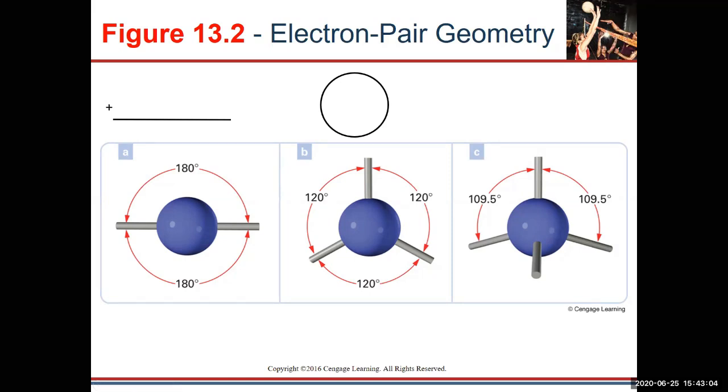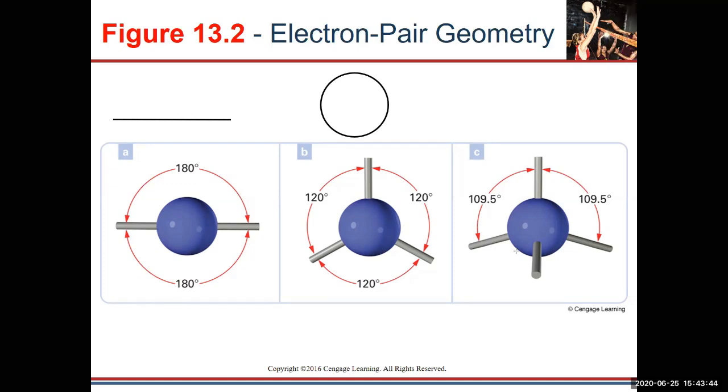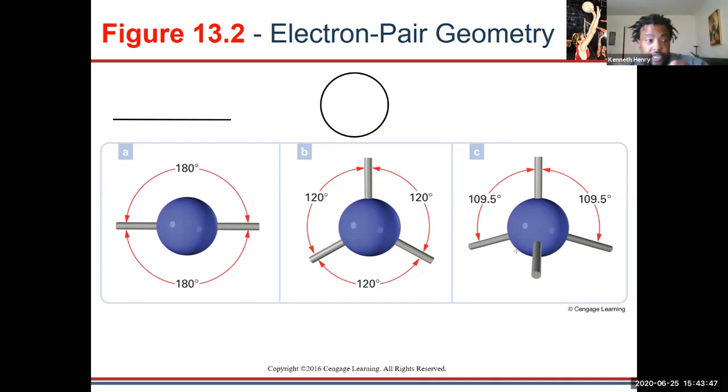If we have three lone pairs of electrons, 1, 2, 3, the angle is going to be 120, because they're going to be equal distance apart from each other. 360 divided by 3 is 120. The other thing is that they're all in the same plane, like a piece of paper. Flat, one plane. It's not going to be three-dimensional, where this one here is going to be three-dimensional. We're talking about a sphere in this case.